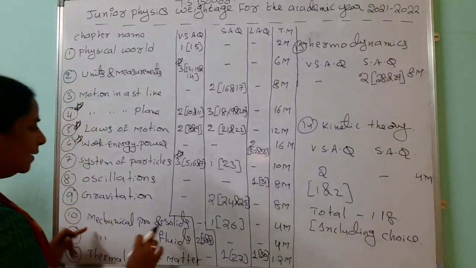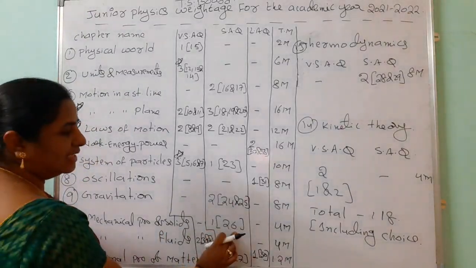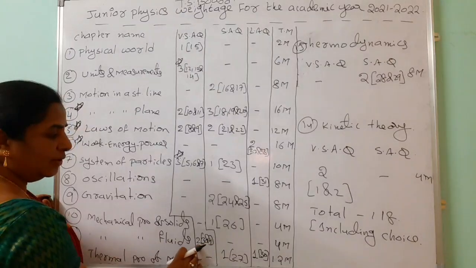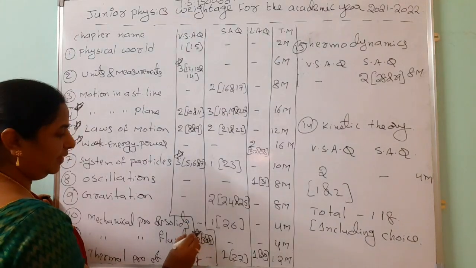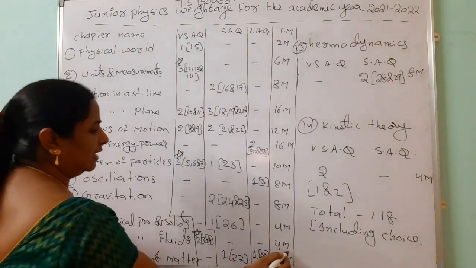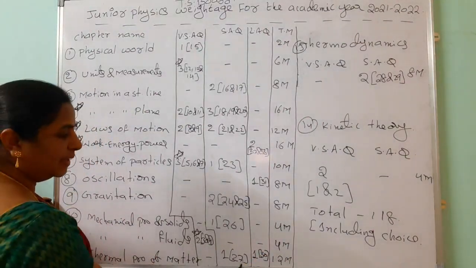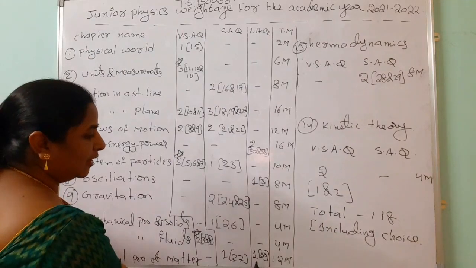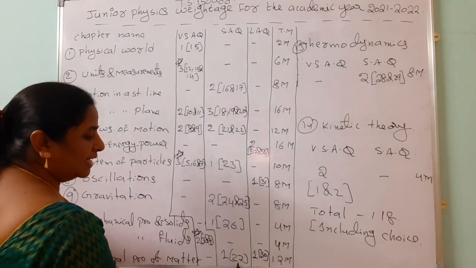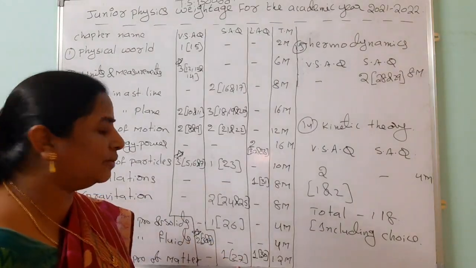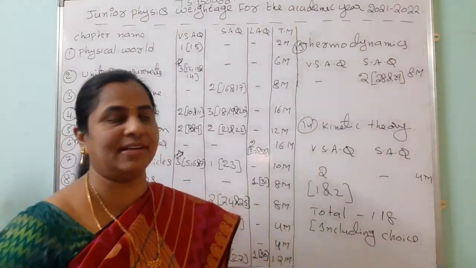Then mechanical properties of solids, only one SAQ we are expecting. Mechanical properties of fluids, look here, 2 VSAQs, question numbers 3 and 4, that weightage is 4 marks. Then thermal properties of matter, it is also a big chapter. We are expecting one LAQ and one VSAQ from that. Total weightage is 12 marks. In that, Newton's law of cooling is a very important answer.